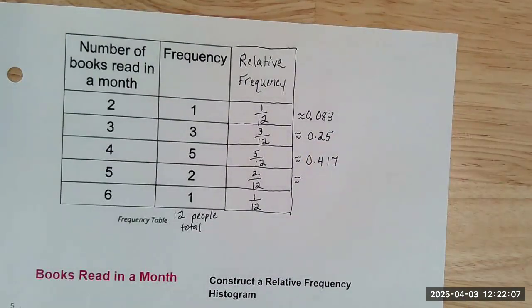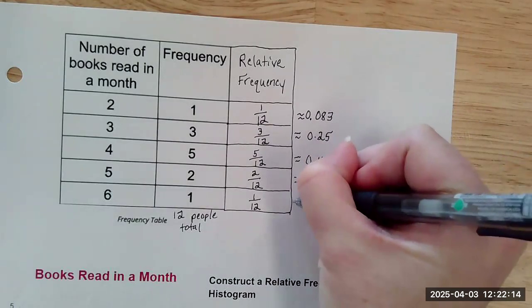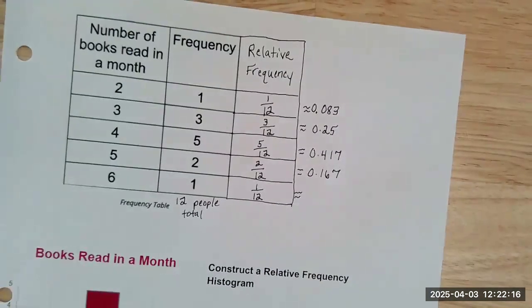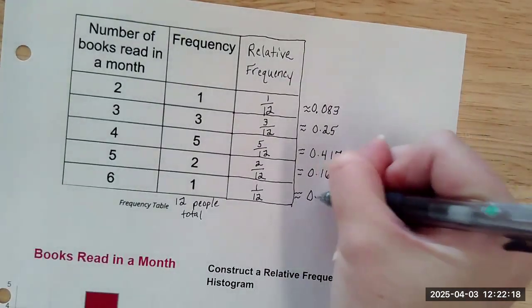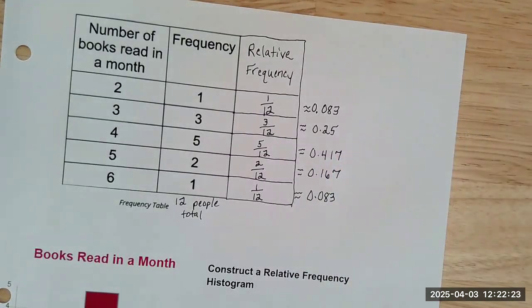2/12 is 2 divided by 12. That's 0.167 if I round it. And then 1/12 we already did. That's 0.083 again.